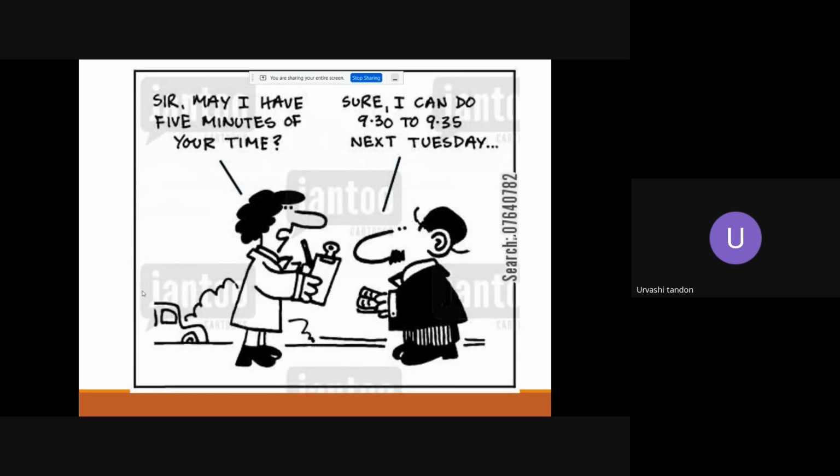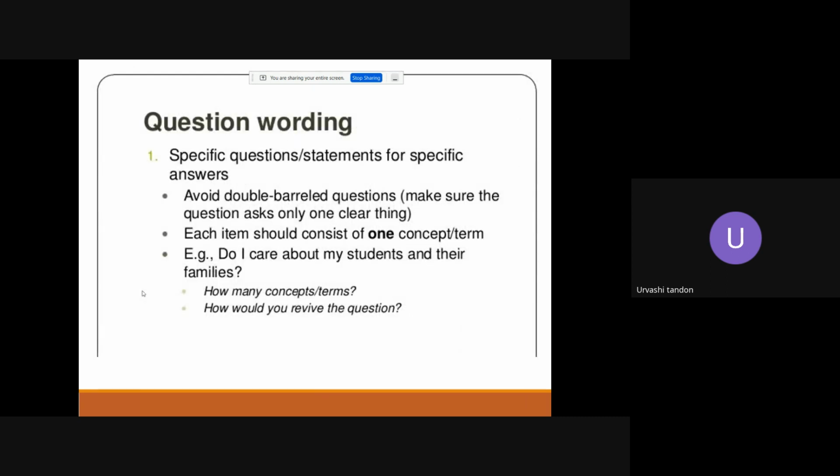So this is one very simple example. Sir, may I have five minutes of your time here? Because people don't have time, people don't give you time exactly, so you have to reach out to them. You have to be very specific and very precise when you want to go for questionnaire testing.